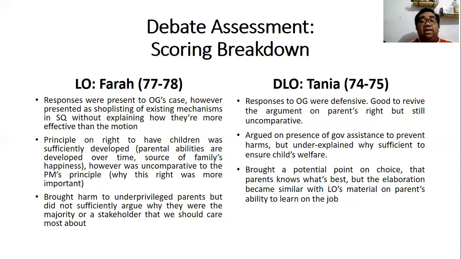And the third reason is there was a potential point on choice, which is that parents know what's best for themselves and also for their children. However, the elaboration then developed and became similar to leader of opposition's material on parents' ability to learn on the job. So we felt that that point was also repetitive. And so that's why we valued deputy leader of opposition relatively average to slightly below average. Right, so leader of opposition 77 to 78, deputy leader of opposition 74 to 75.